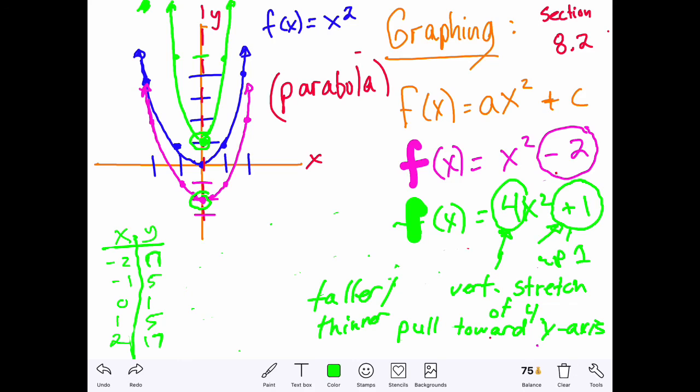So that vertical stretch of 4 is what's pulling it towards the y-axis. And the plus 1 is what shifted my vertex up 1 there. And also my whole function's values up by 1 as well. Okay, so this should take care of the first part of section 8.2. And we'll continue with some other ideas in the section.